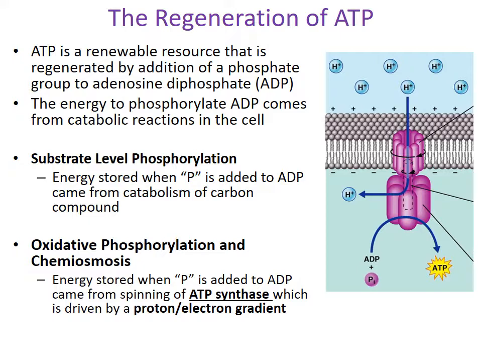Oxidative phosphorylation and chemiosmosis works by having the protons pumped across this membrane. Actually, they're not really pumped. They more like flow across the membrane because of the concentration difference on either side of the membrane. So as these protons go across this pump in the membrane, the pump is going to turn, much like a windmill would turn or a water wheel would turn. And that turning provides the energy to add the phosphate group to ADP to produce an ATP molecule.